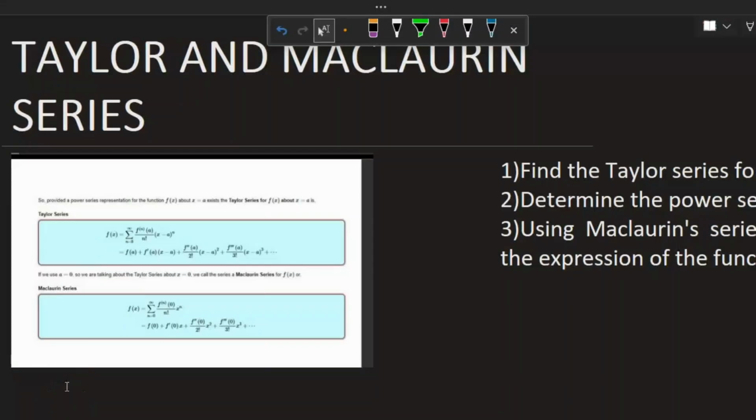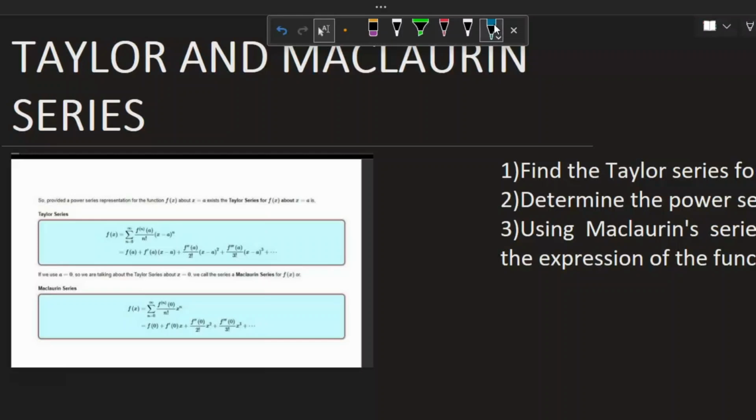Okay, everyone. Our topic today is Taylor and Maclaurin series. So, what do you understand by Taylor and Maclaurin series? Taylor and Maclaurin series are basically the same thing, just that the Maclaurin series is when your a, or your x, equals 0. You can get the Maclaurin series from the Taylor series.